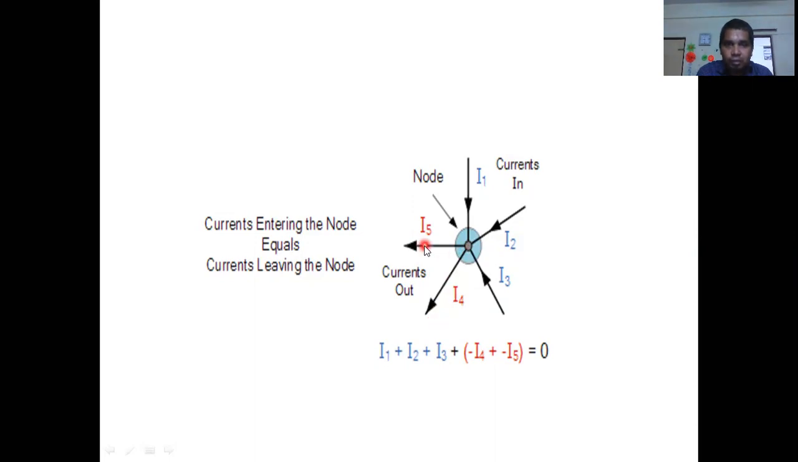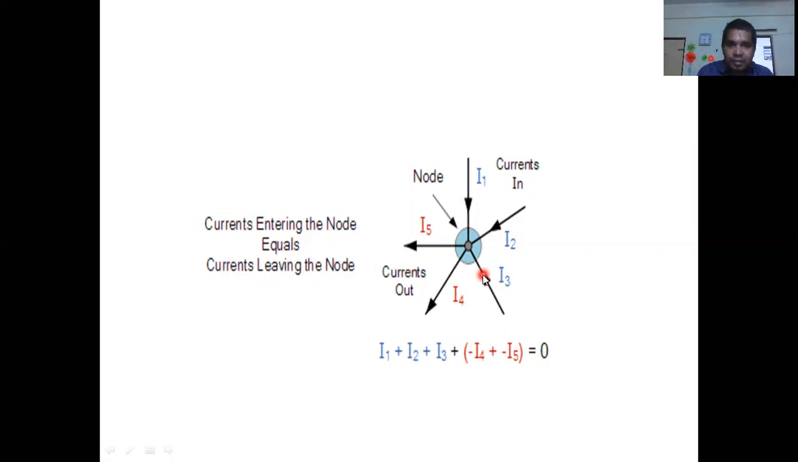So here we should keep in mind that the incoming current is positive and the outgoing current is negative. Otherwise, vice versa can also take place. That is, if one current incoming is positive, the other is negative. Incoming positive means outgoing negative, outgoing positive means incoming negative. But we normally take incoming as positive and outgoing as negative. So according to the Kirchhoff's current law, the current entering the node equals the current leaving the node. That means I1 plus I2 plus I3 equals I4 plus I5, right?